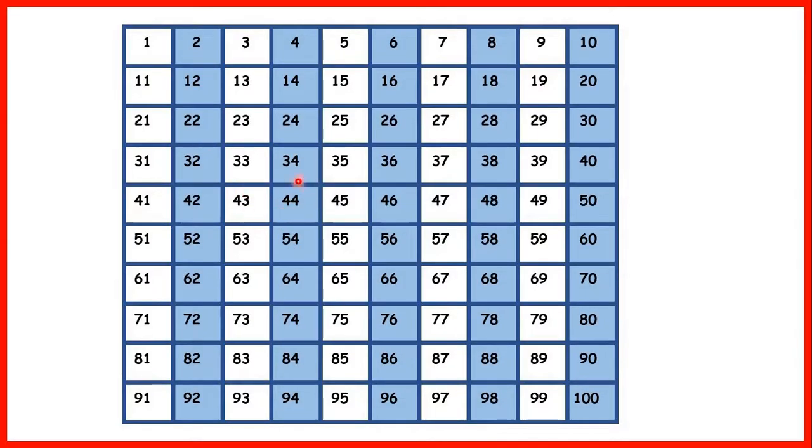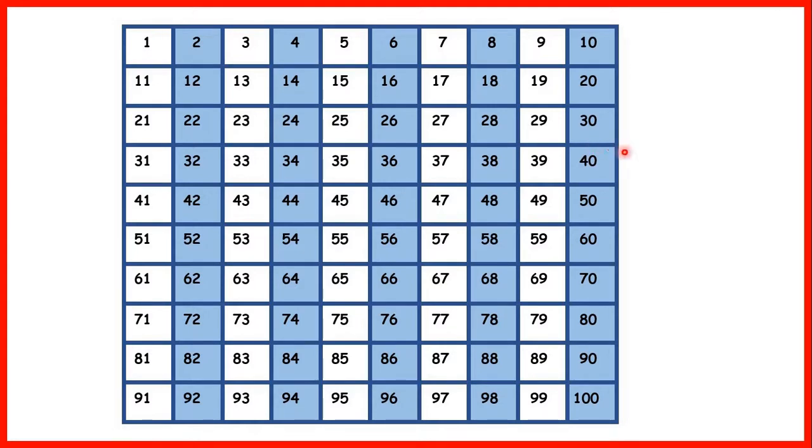Now we can show our 100 square, and here we have our 2 times table highlighted. Now we can see the 2 times table on 100 square makes a really obvious clear pattern. We have numbers that end in 2, 4, 6, 8 or 0 shaded in.